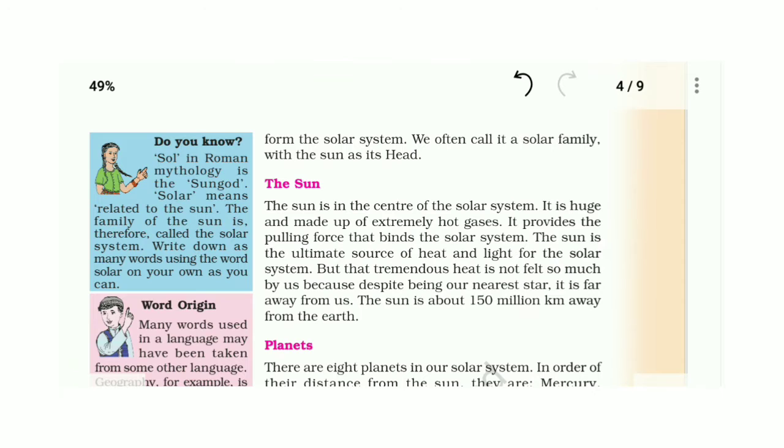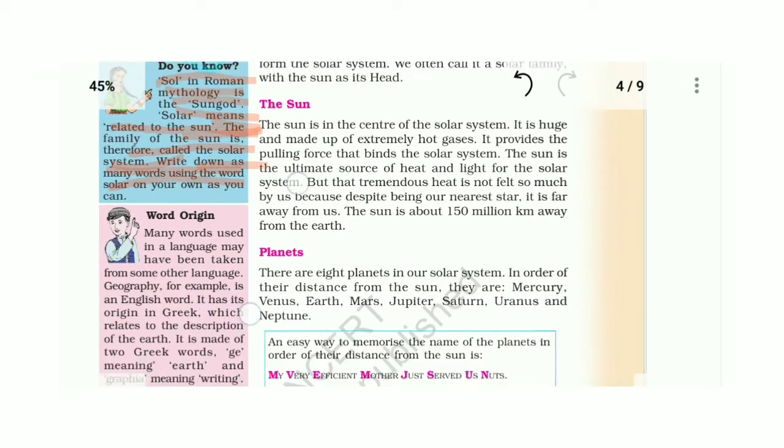And here is something given in this. It is written that Sol is the Roman mythology sun god, and solar means related to the sun. The family of the sun is therefore called the solar system. Write down as many words as you can using the word solar, in your own words. So it is an activity for kids.